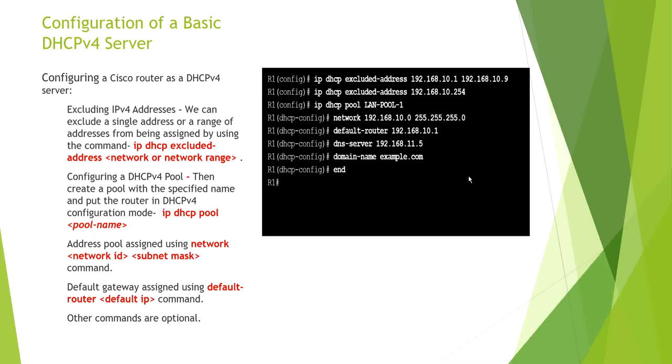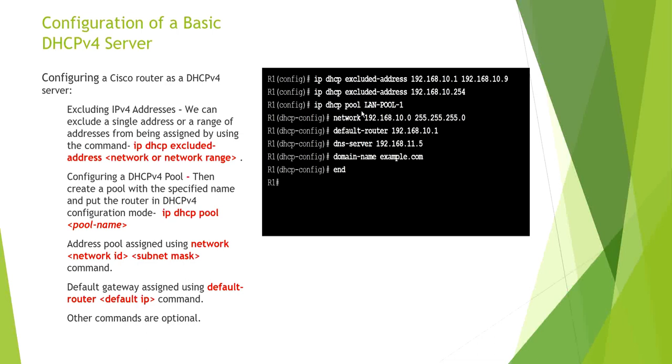So for that we are using ip dhcp excluded-address, and from where to where we want to save, that is 192.168.10.1 to 10.9 we want to save. Even you can give a single address also. So excluded address 192.168.10.254. So after that you have to create a DHCP pool.